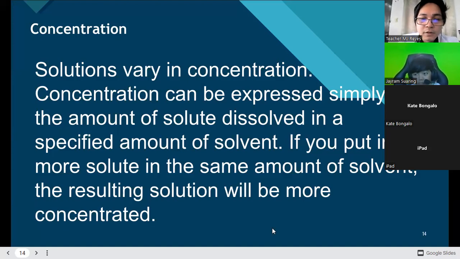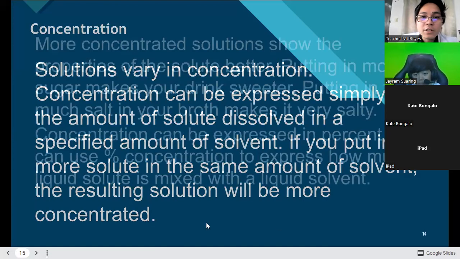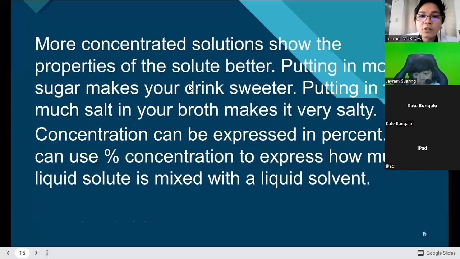Right? A more concentrated solution shows the properties of the solute better. Putting in more sugar makes your drink sweeter because the property of sugar is sweet. Correct? Putting more sugar in water will make the water sweeter. Putting in too much salt in your broth makes it very salty because the property of salt is salty. Concentration can be expressed in percent.